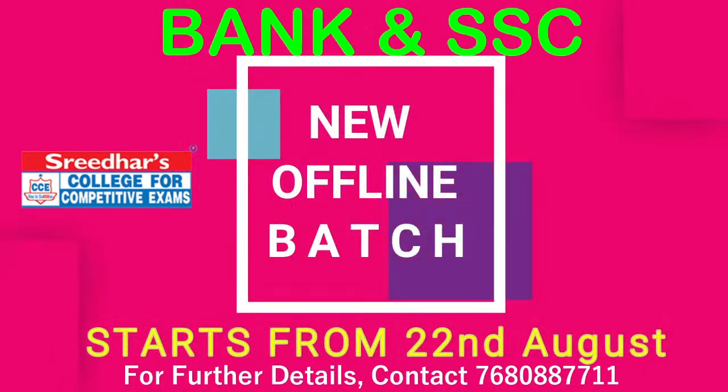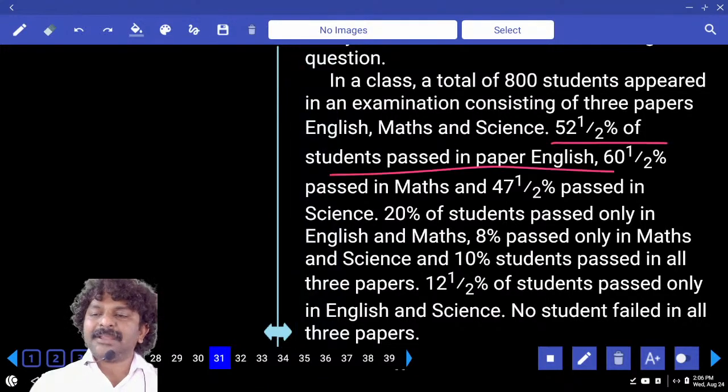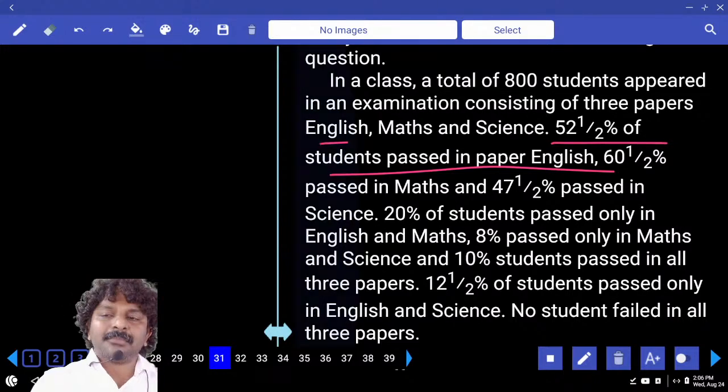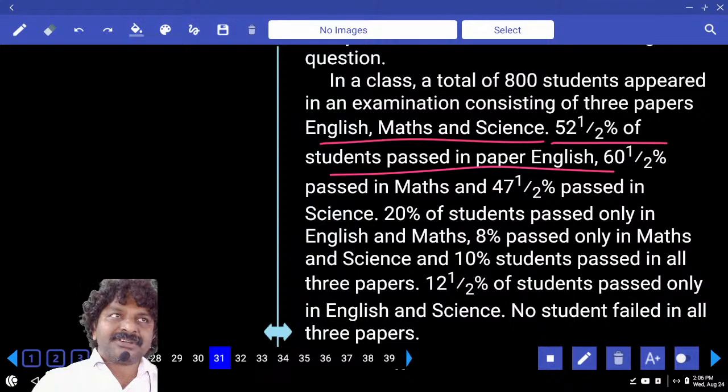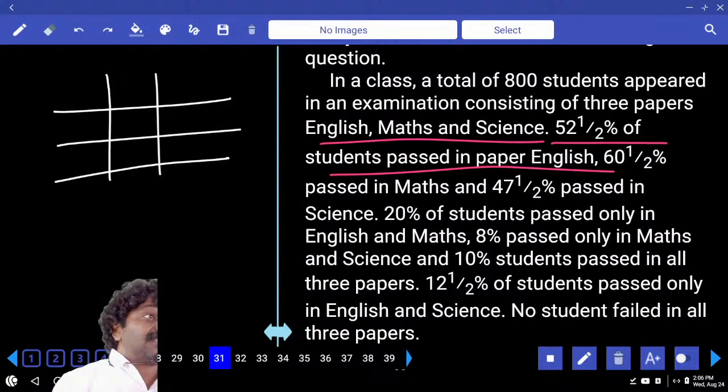In a class, a total of 800 students appeared in an examination consisting of 3 papers: English, Math, Science. 52.5% of students passed in paper English. See, for these types of questions, when you have 2 or more subjects, sometimes you may need to use a table and sometimes you may need to use a Venn diagram. When to use Venn diagram and when to use table?